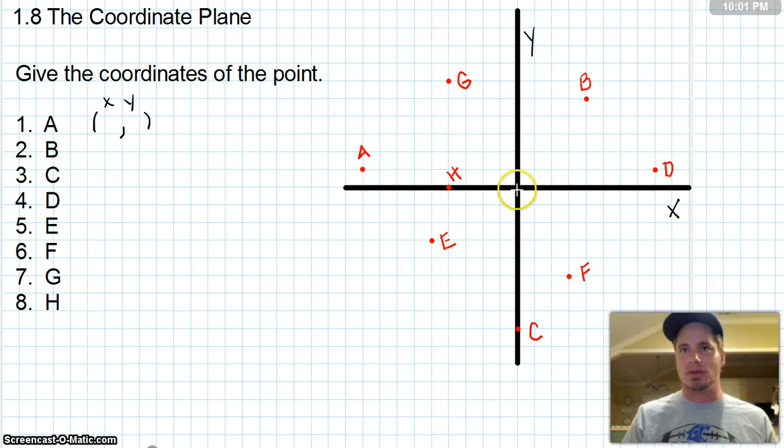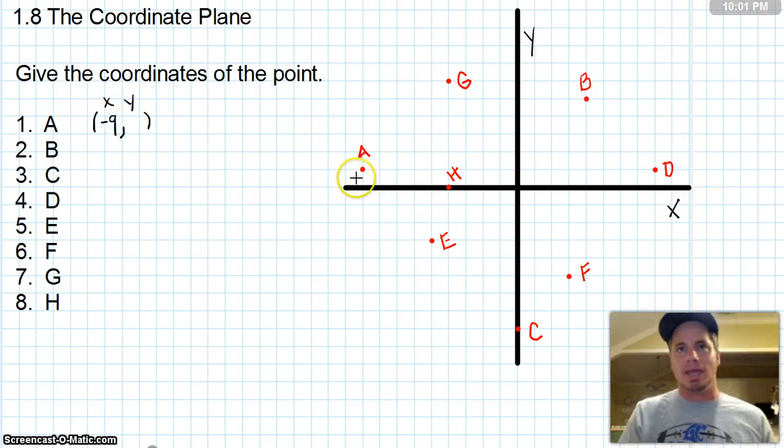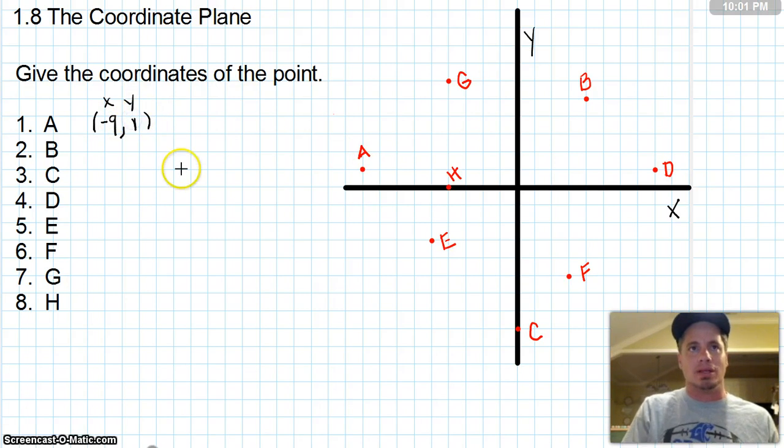Let's find the x value. Well, we're going in the negative direction, so that's 2, 4, 6, 8, 9. That's a negative 9 for the x value of A. And then for the y value, we just go up 1. So that is positive 1. Okay, remember that? Let's look at B.